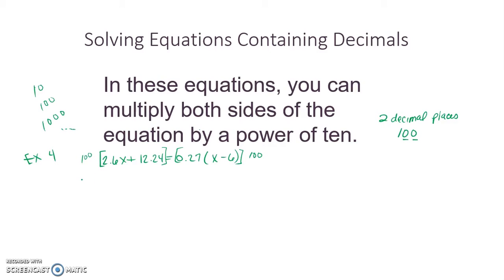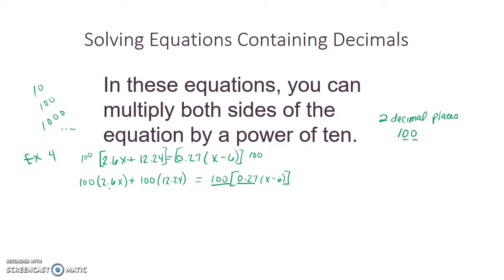So this side will look like 100 times 2.6x plus 100 times 12.24 equals 100 times 0.27 times quantity of x minus 6. Now, when we multiply this side, we are only multiplying this front value. We do not multiply inside of this second set of parentheses. So don't worry about multiplying this by 100, just the outside value.